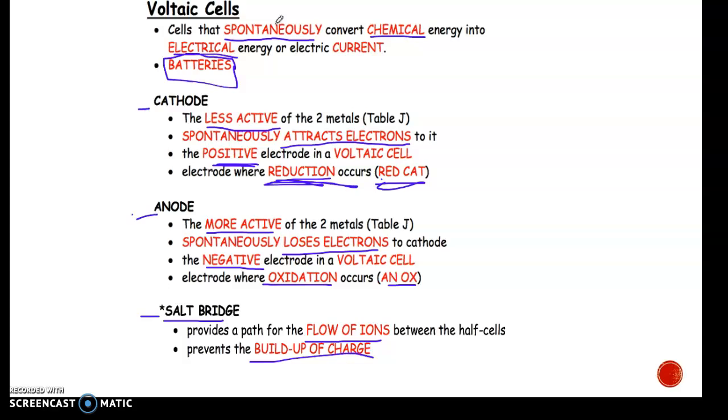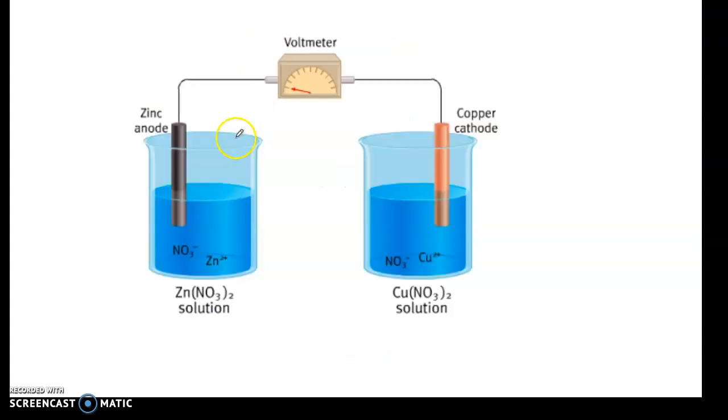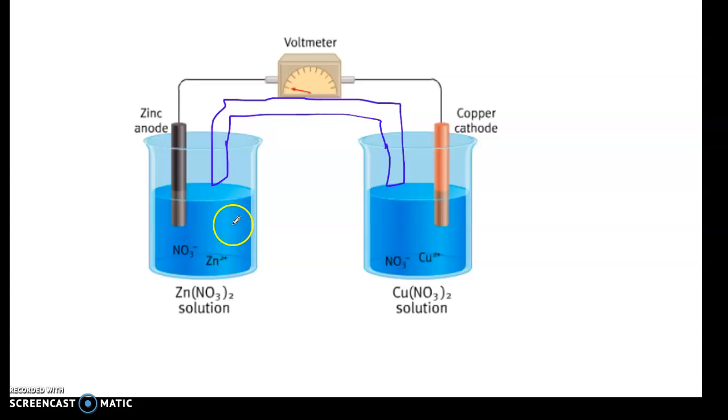So let me show you an image of a voltaic cell. Now over here, the only thing that's missing from this voltaic cell is a salt bridge. So I'm going to go ahead and draw that in, because we have to have our flow of electrons. Alright, so this is our voltaic cell. We have our anode and our cathode. How do I know that the zinc is my anode and the copper is my cathode?